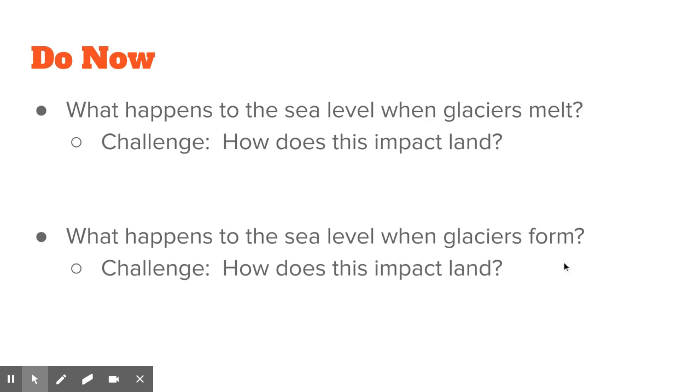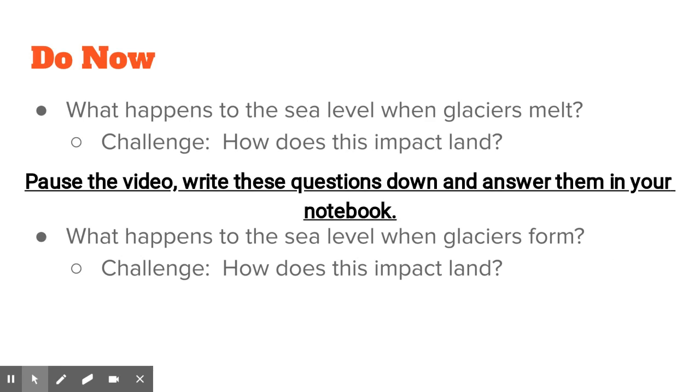And then the same thing, we're going to reverse it now. What happens to the sea level when glaciers form? So think about a glacier sucking up water. What's going to happen to the sea level? And then also the challenge part of that question is, how does this impact land? Take a minute, write down your thoughts, pause the video here, and then start the video and we'll answer it in a few seconds.